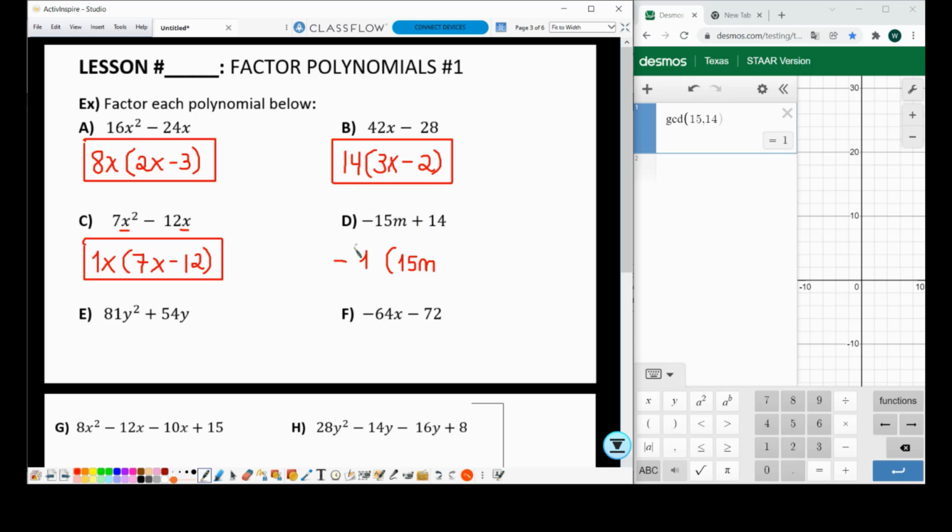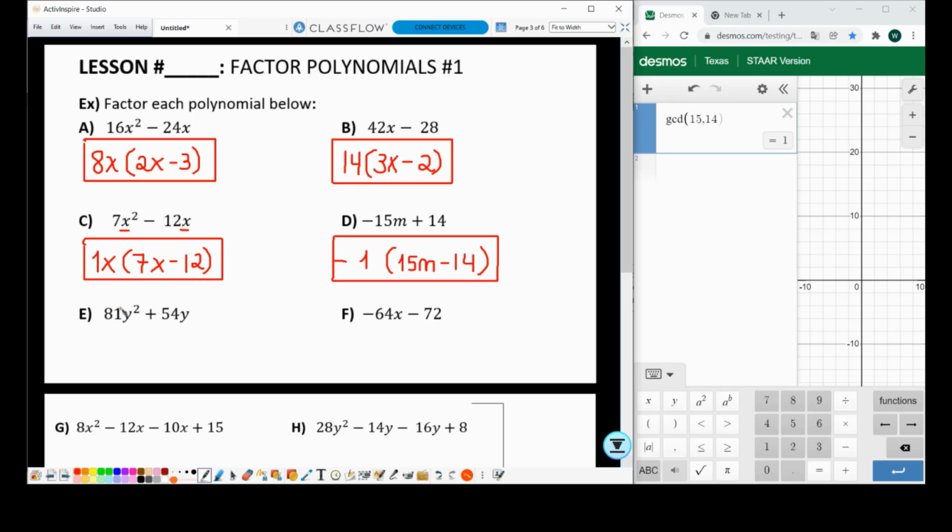And 14 divided by negative 1 is negative 14. And there we go. And please notice, by having the negative outside, the first term over here became positive. And that's exactly what we want. Okay, so this is our factorization for this problem.